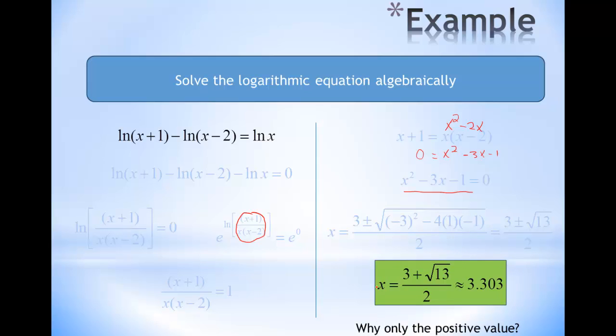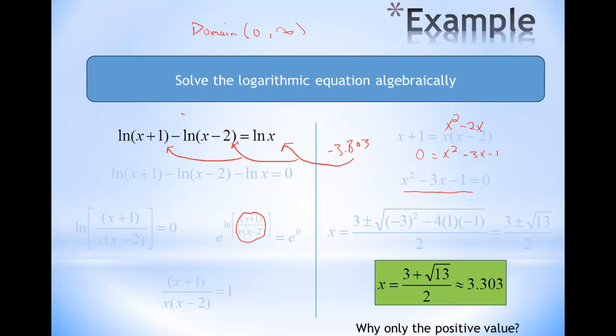And why am I only interested in the positive value? Well, if you think about the ln function, the domain of ln up here was 0 to infinity. If I plugged in negative 3.303 into this one, or this one, I'm going to be undefined. And so I need to make sure that my solution is in the domain.